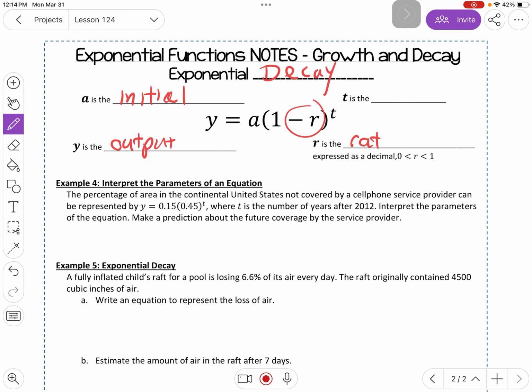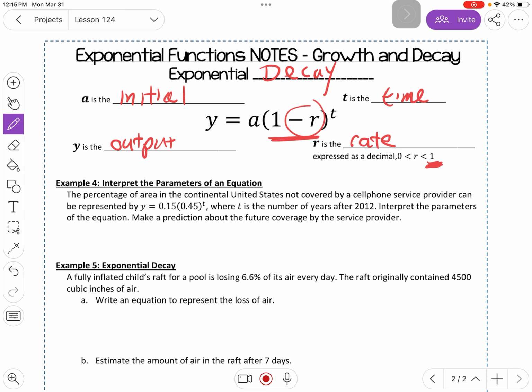R is still the rate. But this number is going to be less than 1. It's going to be a decimal, and we're going to subtract it from 1 so that this whole thing right here is going to be smaller than 1. That's how you can tell that it's decay. T is still time. All right, so let's take an example up and make some sense of it.